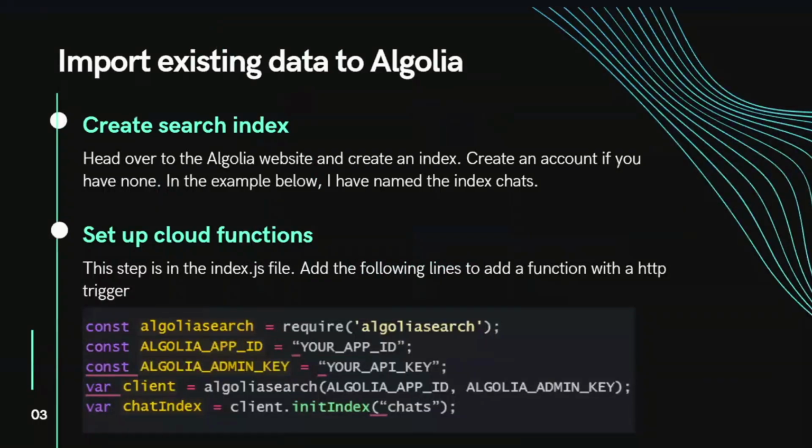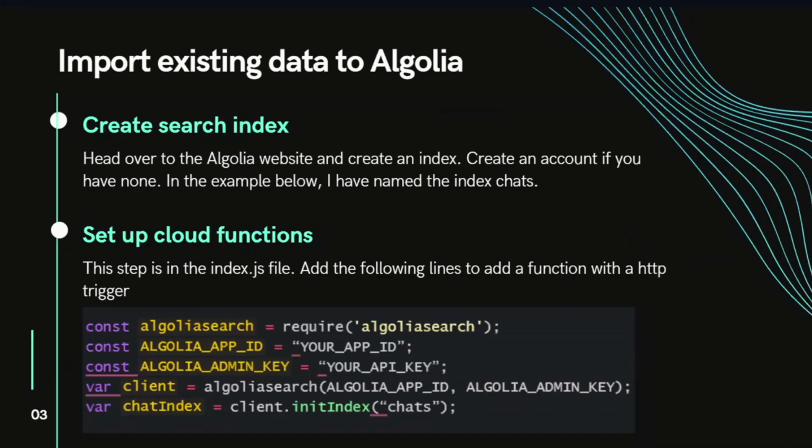So let's talk about if you have an existing application and you want to improve the search functionality. Then you need to find a way of importing that data to Algolia. And one of the ways that I've found that you can do this simply is by using Firebase Cloud Functions. And these are an excellent tool.